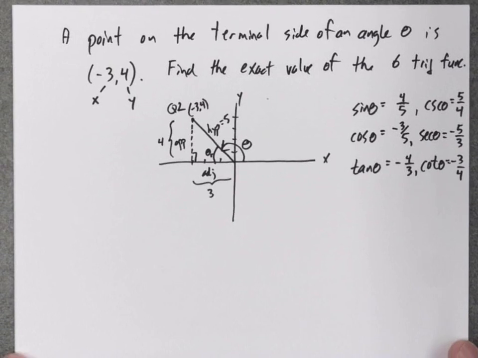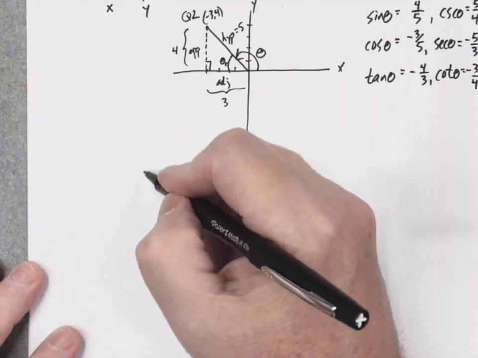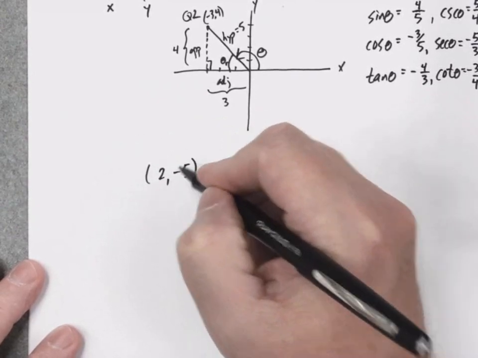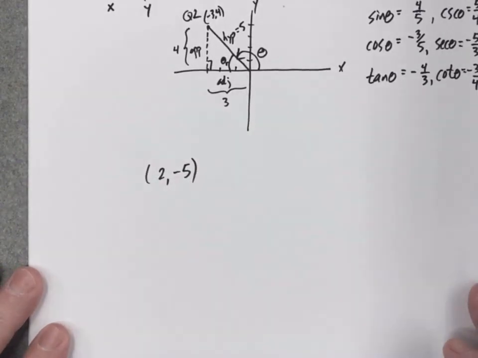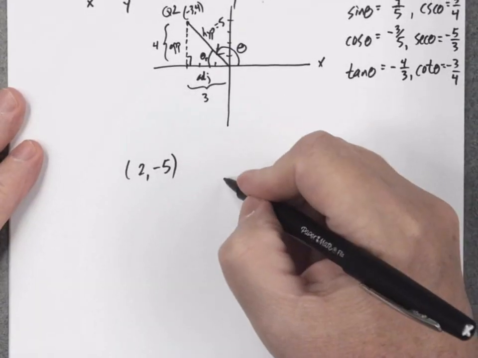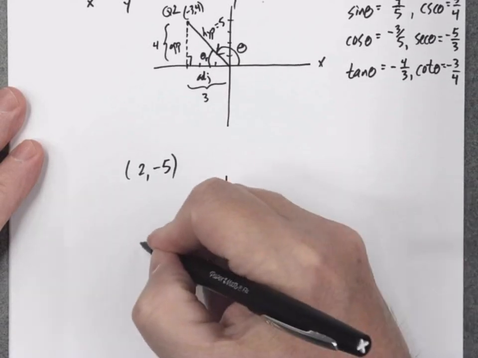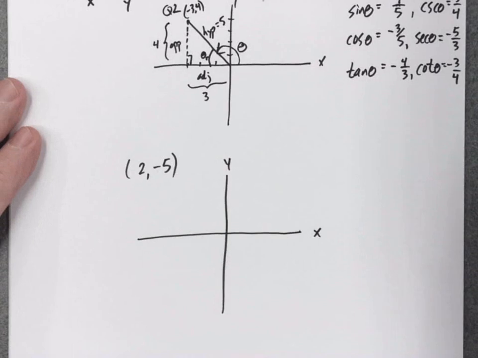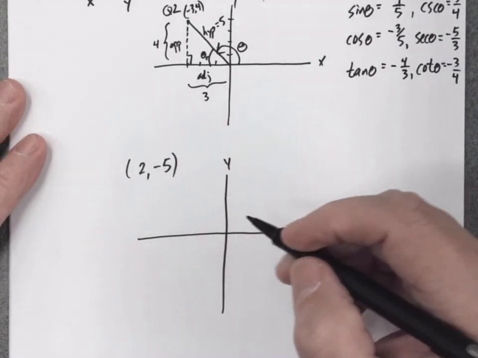Let's do another example. How about the point we're given is (2, -5). So we're going to plot that point, and then we're going to create a right triangle, and then we can go from there and figure out the 6 trig functions. So let's go ahead and see what we've got. So x is 2, y is -5.